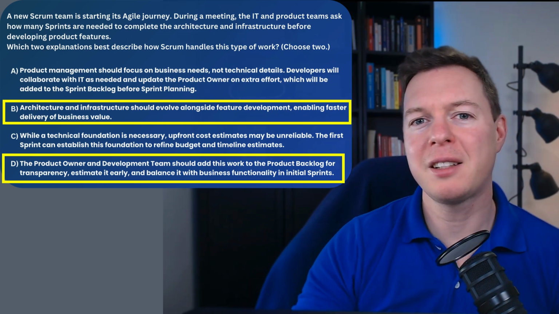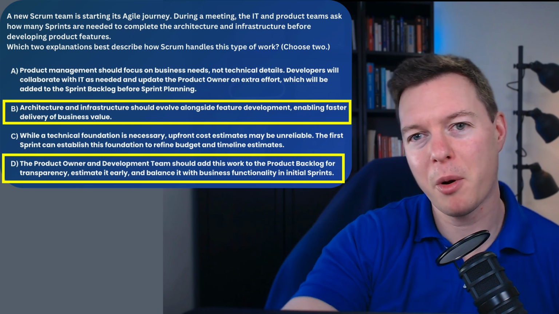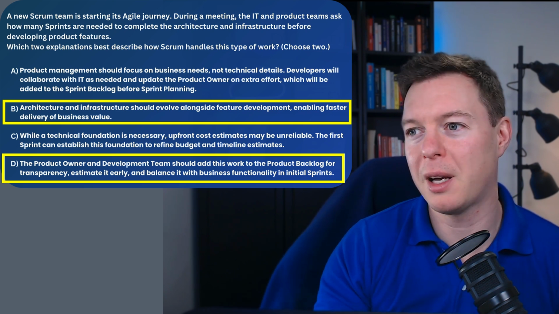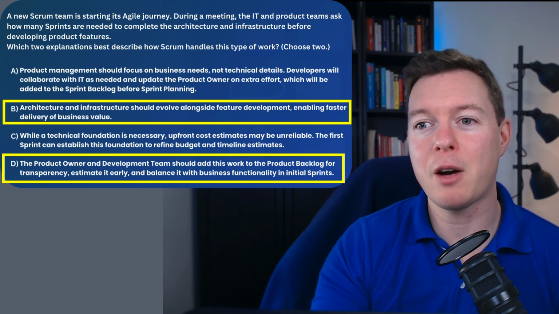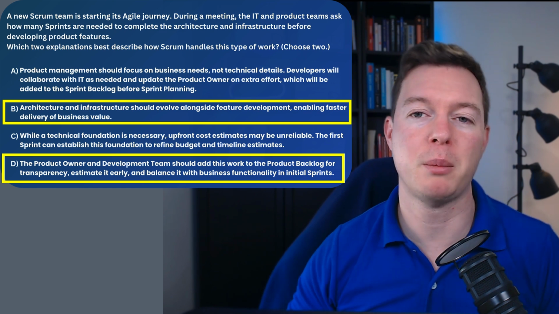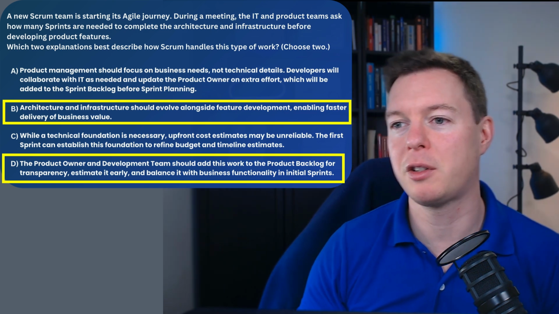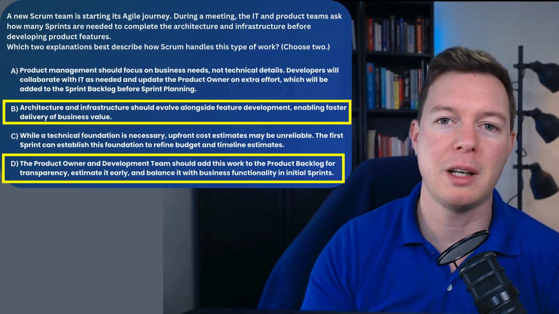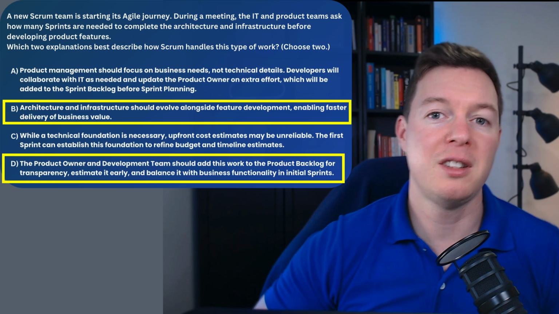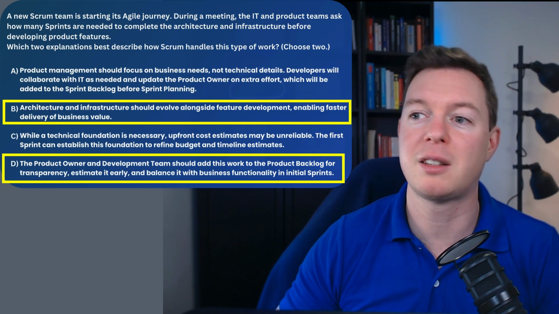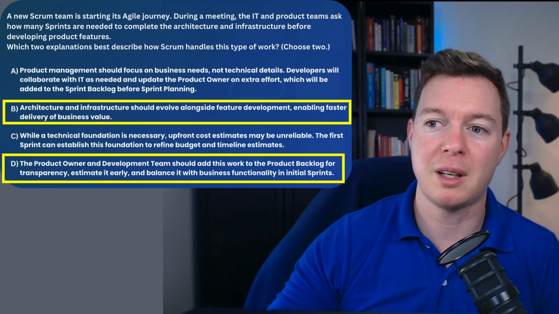I just wanted to add on this one, it's an interesting point at the end where it says that the developers will talk to the product owner about extra effort, and then that'll be added to the sprint backlog before sprint planning. Now, we don't have enough information about exactly what's going on in this question to determine whether that is strictly incorrect or not. Your gut instinct should be telling you that first it should go into the product backlog, be prioritized, and then pulled into the sprint backlog.